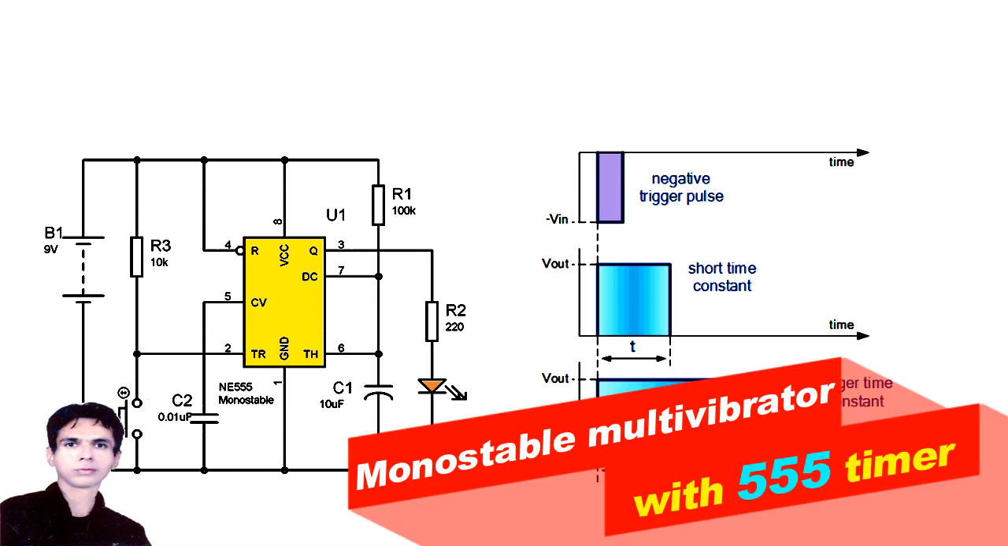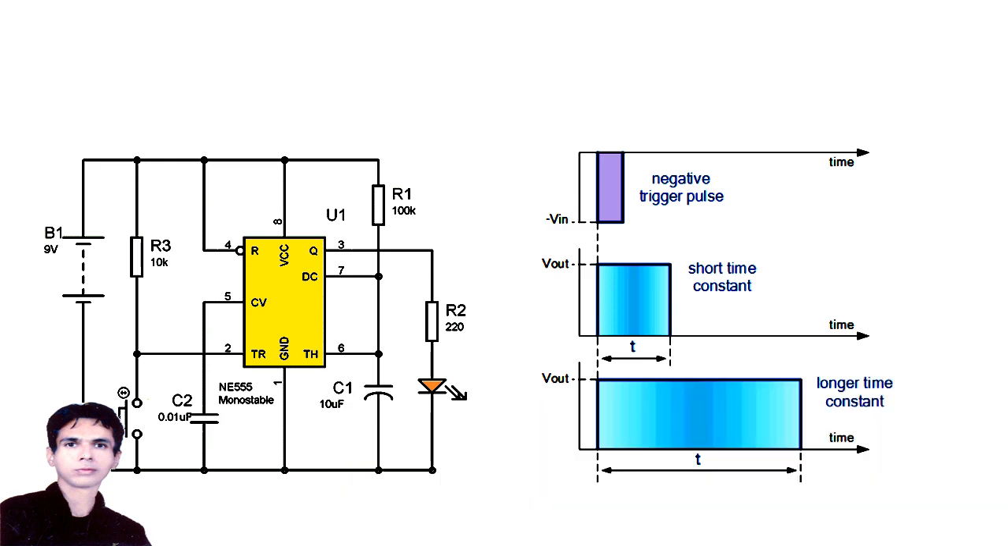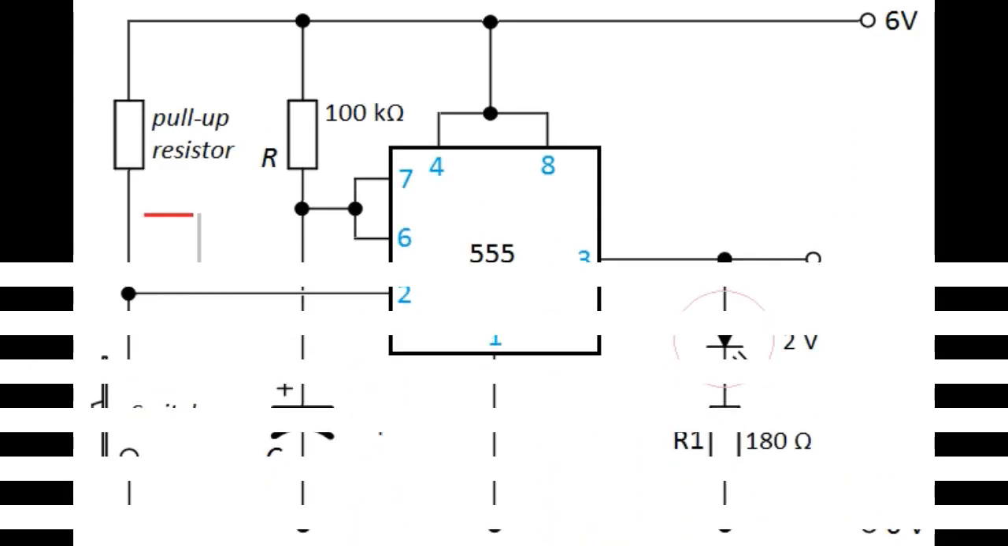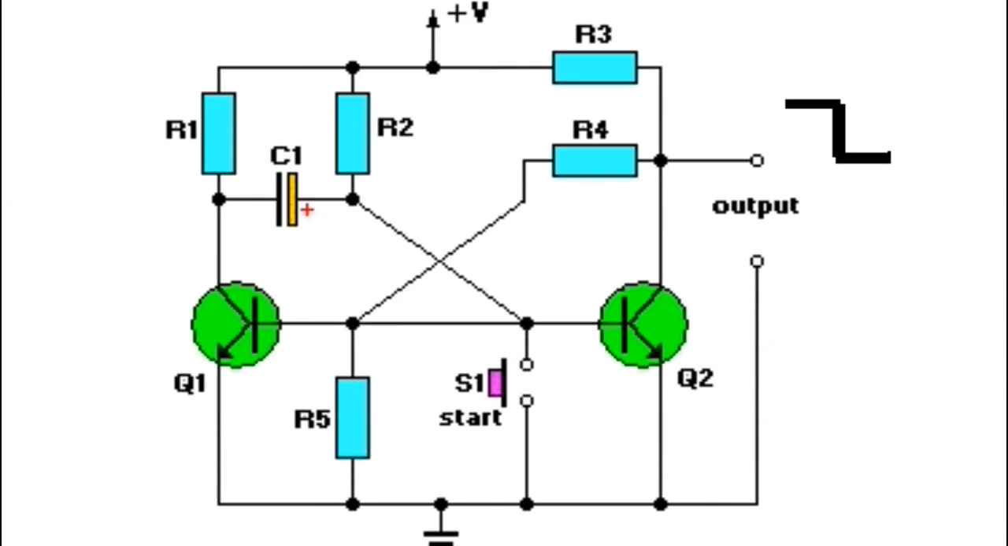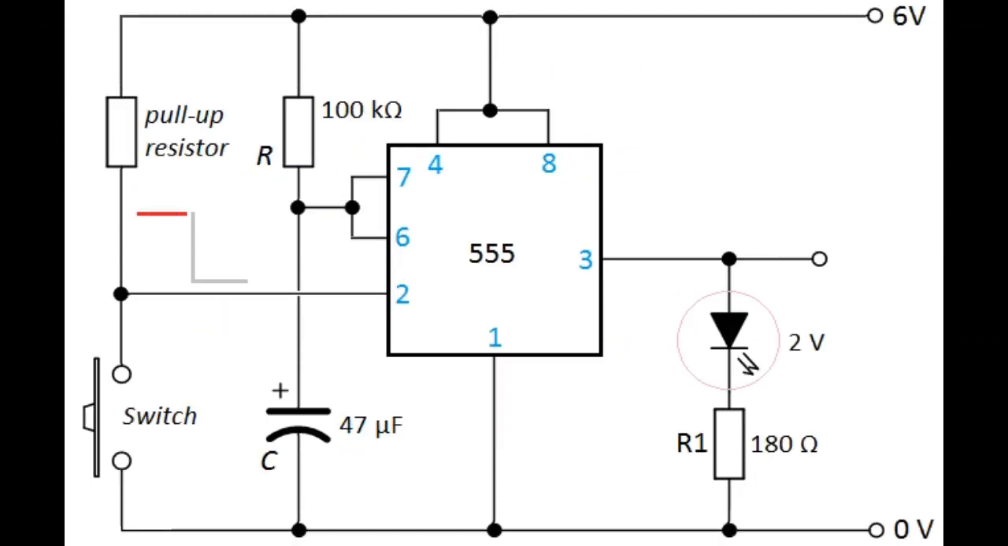Monostable multivibrator with 555 timer. The operation and output of the 555 timer monostable is exactly the same as that for the transistorized one we looked at previously in the monostable multivibrators tutorial. The difference this time is that the two transistors have been replaced by the 555 timer device.